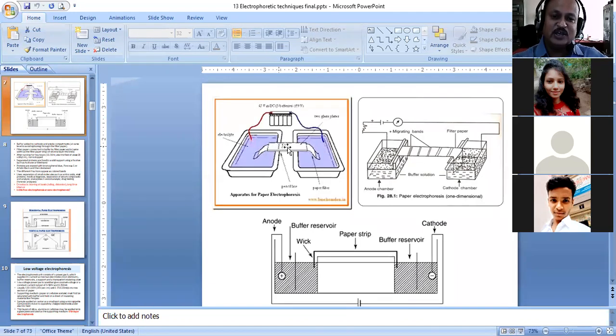Now the actual separation is going to take place over this paper. When I say over the paper, what does it mean? There is a layer of buffer on the paper. The paper is made wet by the buffer, and the separation of the components is taking place within the buffer, which is layered on the paper. Now these two things you are seeing here, this part and this part, are called the paper wicks. Do you know what is a wick? W-I-C-K, wick.